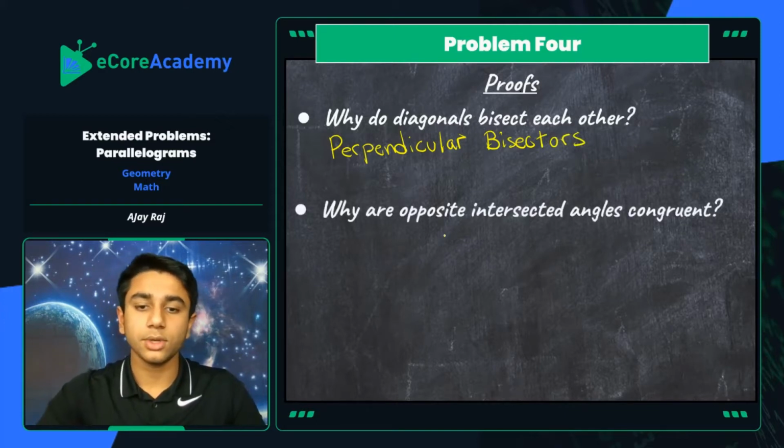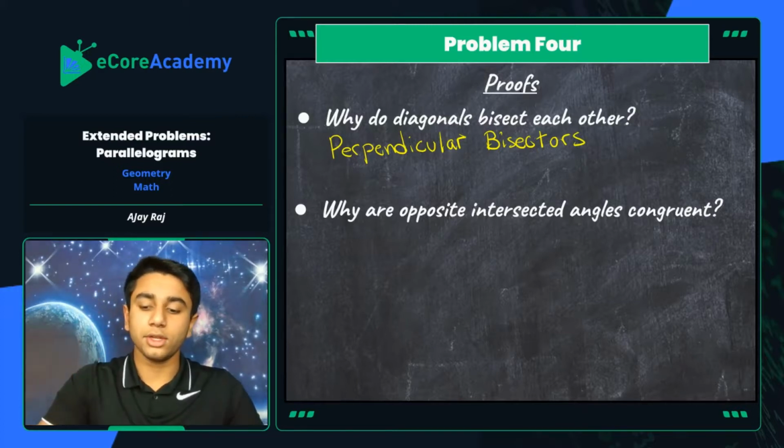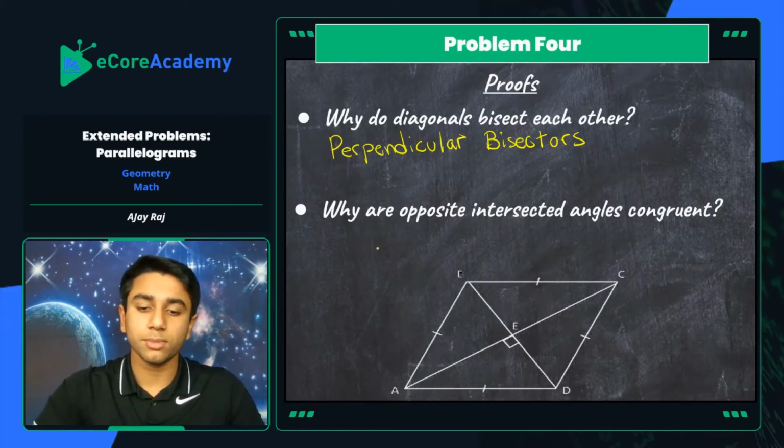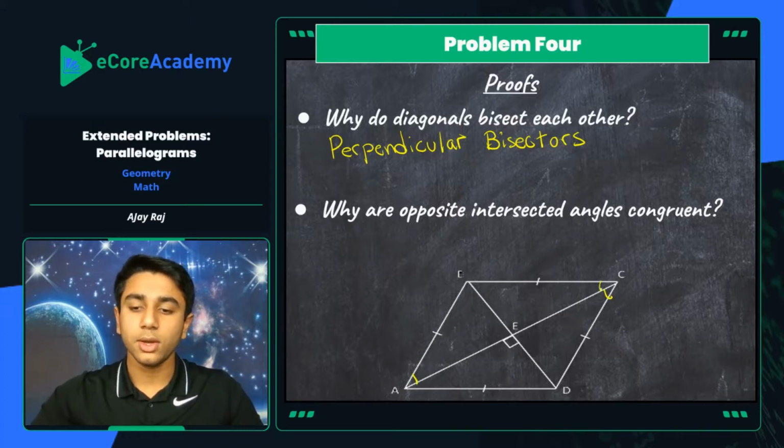And then for the second question, why are opposite intersected angles congruent? What that's basically saying is if you're given one diagonal and they're intersecting opposite angles as shown on A, B, C, D, why would they be congruent to each other? So why would this angle right here be congruent to this angle here? And why would this angle be congruent to this angle?